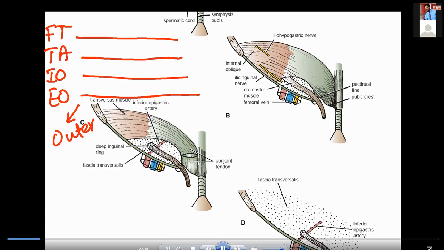Okay, so now what you must remember: in the external oblique muscle, you have a defect present. This defect is known as the superficial inguinal ring. Then you have a defect present in the fascia transversalis. This is known as the deep inguinal ring. Which ring? Deep inguinal ring.